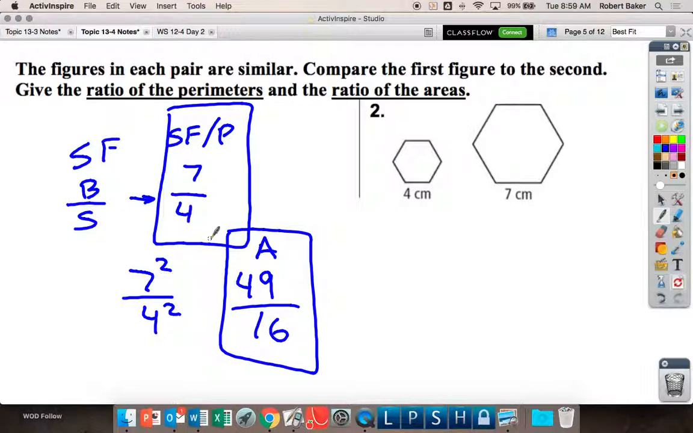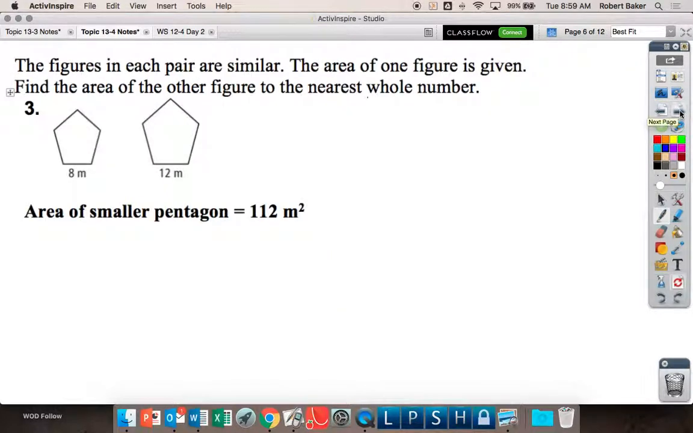Are y'all okay with this kind of math? I know it's kind of like, why are we doing this? And you're going to see here in a second. Okay, boom, here it is. The application of what we're learning today. It says these two figures are similar. The area of one figure is given. Find the area of the other figure to the nearest whole number.